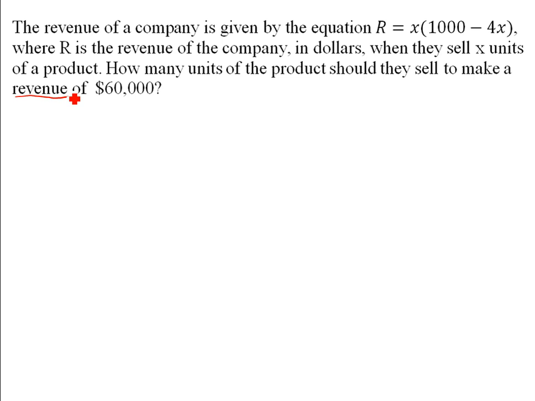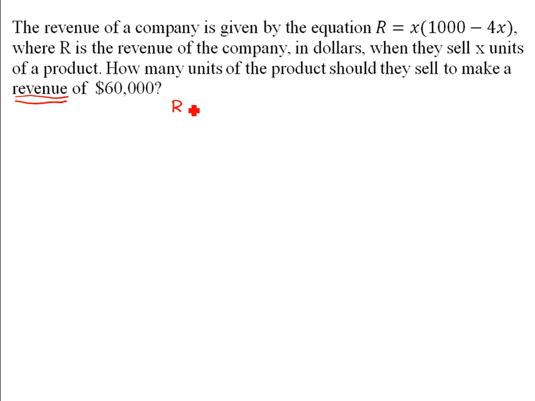Now note that in the original version, there is a typo. The question should be asking how many units of the product should they sell to make a revenue of 60,000, not the profit. Okay, so bear in mind that there is a typo in the original version. Now let's go back to take a look at the original equation.